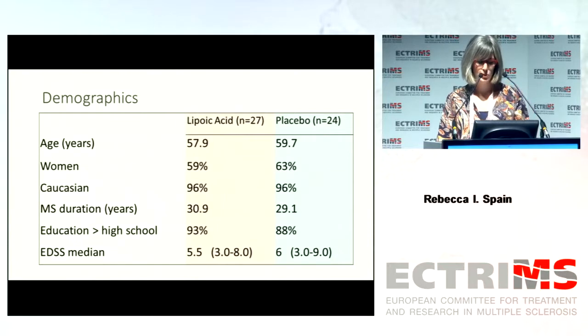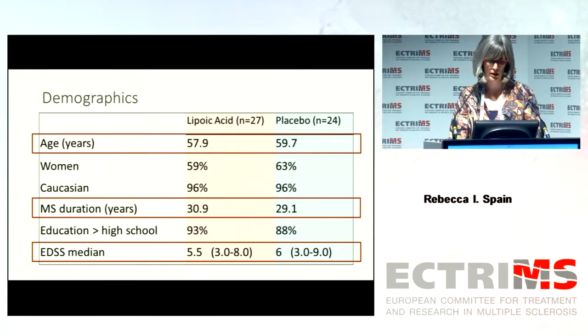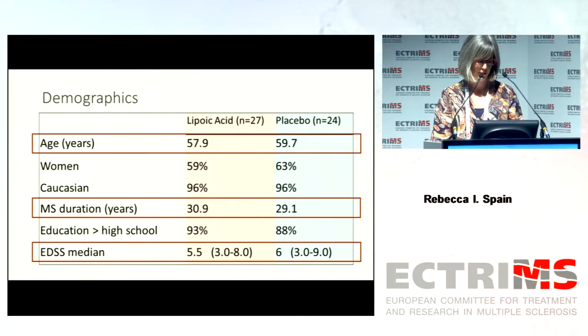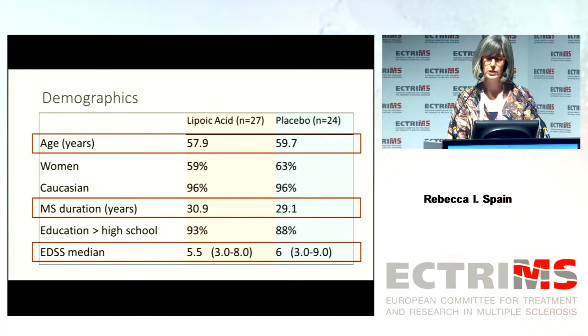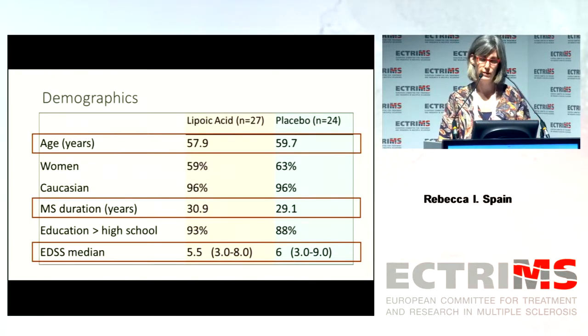The two study arms were well matched at baseline and were typical for a secondary progressive cohort. Here I point out that this study had older patients of nearly 60 years and longer disease duration of average 30 years, also greater disability than is typically seen in progressive MS trials.